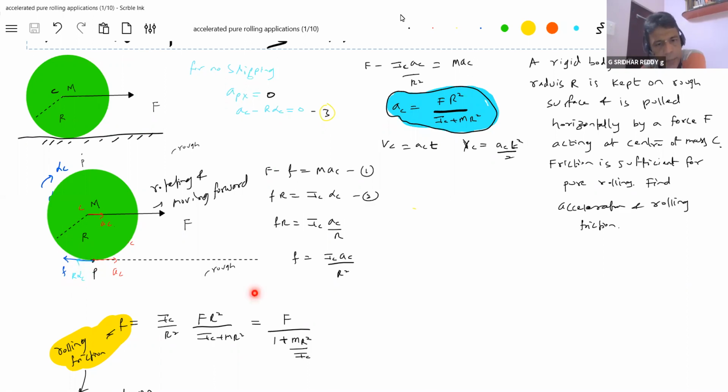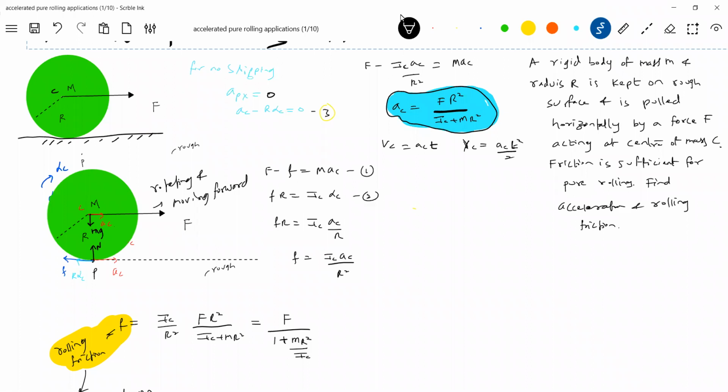And this rolling friction depends on what? It depends on the applied force and also the distribution of mass. One more thing: what about other forces? The other forces acting are the weight and the normal contact. What is the work done by the weight? What is the displacement? The displacement of that rigid body is towards right.